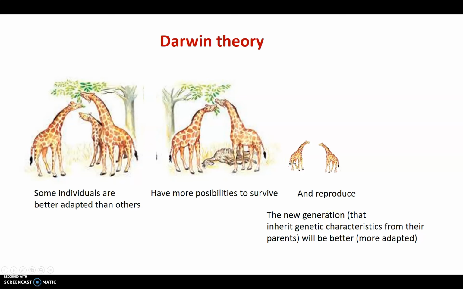And in general, this new generation will be better, that is more adapted than the previous one, because the descendants, the children, inherit the genetic characteristics of their parents, and their parents were the best in the previous generation. So in the new generation, in general, the individuals are better than in the previous one, more adapted.